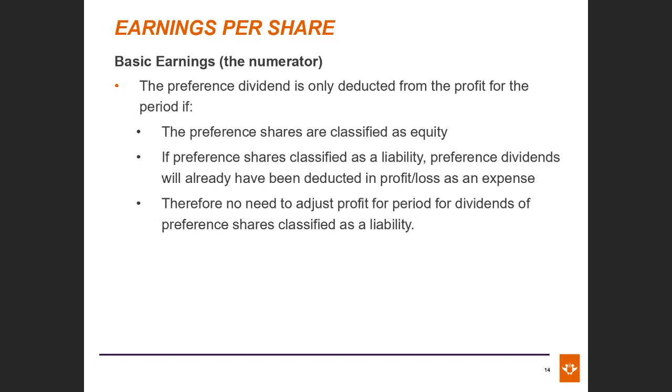Okay, so let me ask you this question. When we have a preference share that is classified as a liability, how do we calculate the preference dividend? What form is it in? Okay, when we have a preference share that is classified as a liability, where do we deduct that preference dividend from?